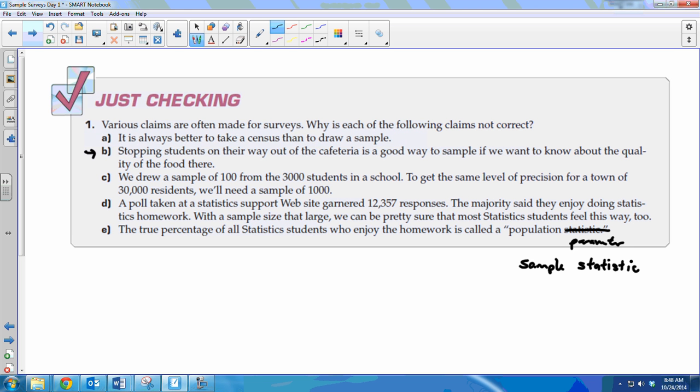Okay. Just one more thing from the book, and then we're going to do just a few examples, and I'm going to give you a few to do in class today.